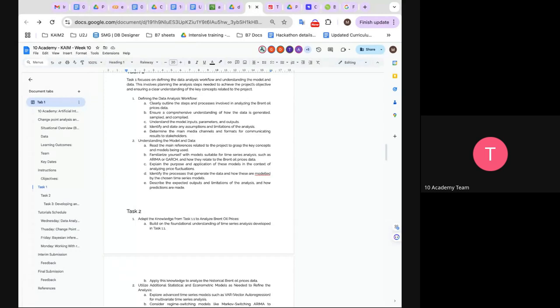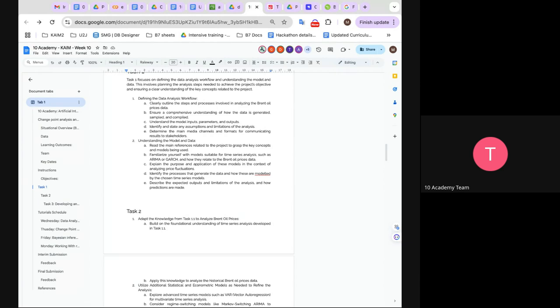And you can understand the model input. What do you want to input? Like, you want to predict the oil price change, or predict the next day's oil price, or you want to find the historical pattern from the existing data and point out the changes or shifts in the oil price. So this will guide you on what your model, your parameters, and your output are. You need to define that and identify and state your assumptions and limitations of the analysis.